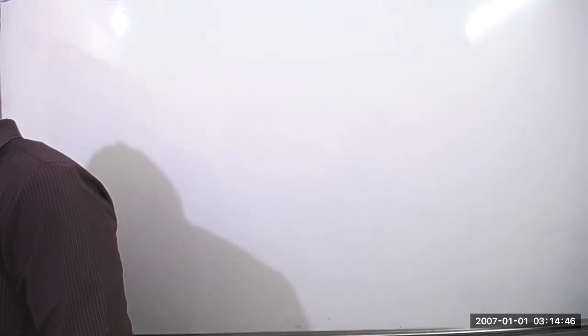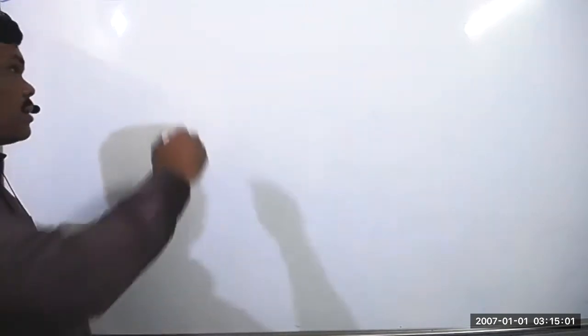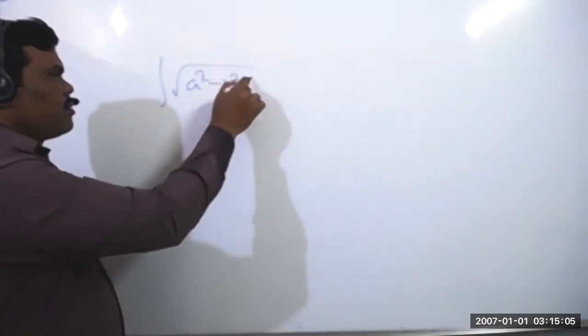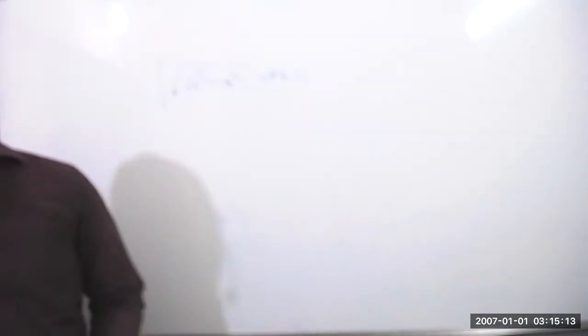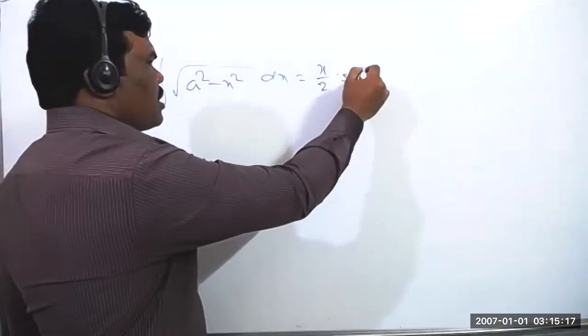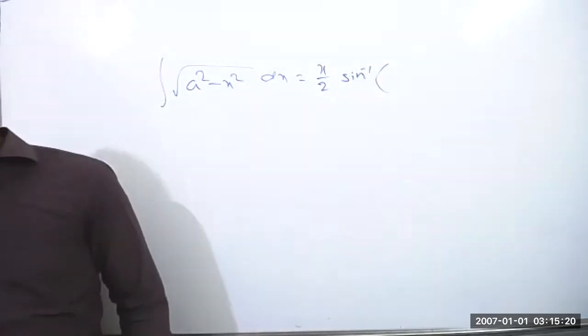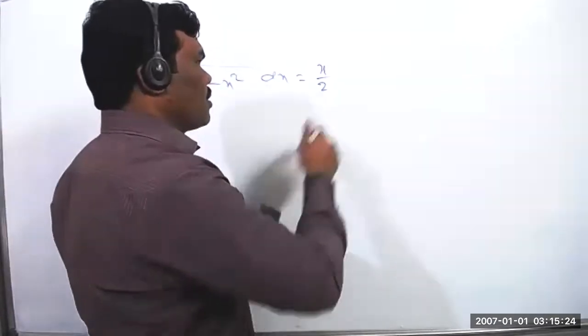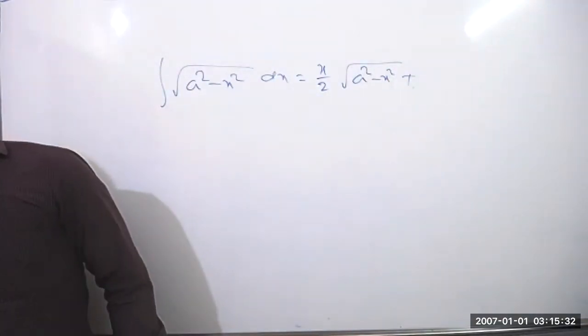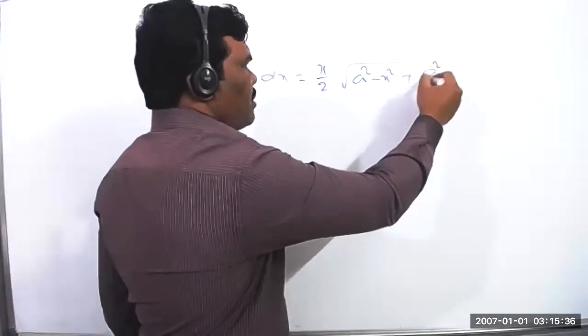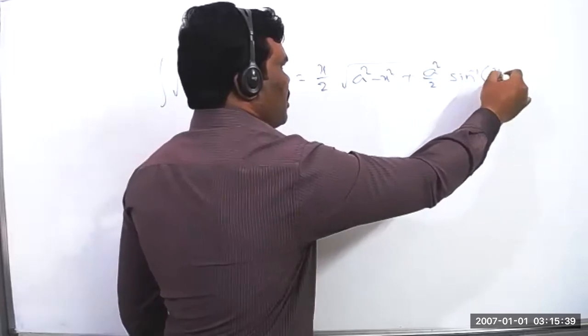Prove that integration of root of a square minus x square into dx is equal to x by 2 into root of a square minus x square plus a square by 2 into sin inverse of x by a plus c.